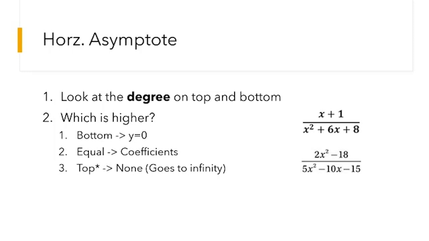Okay, and then if the degree is higher on the top, it does what you think it should. It should just keep on growing, right? It just goes on to infinity. So that means there really isn't a horizontal asymptote in this case.